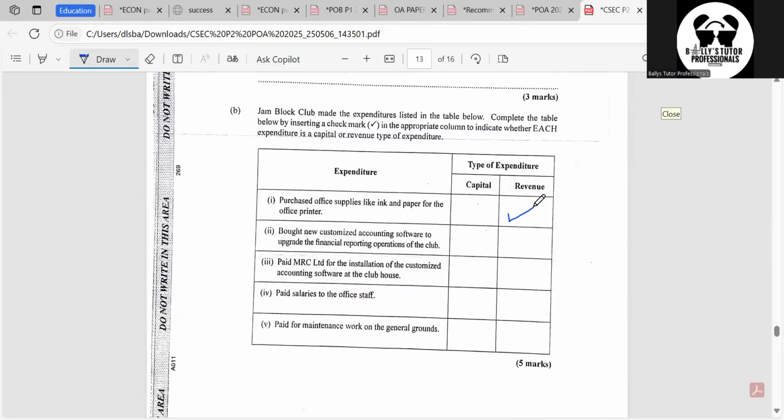Bought new custom accounting software to upgrade the financial reporting operations of the club. That's definitely capital expenditure. You're making an upgrade to the system. Paid MRC Limited to install the customized software into the clubhouse. Installing it is going to make a permanent improvement again, so that's a capital expenditure. Paid salaries to office staff, that would be revenue, normal expenses. Paid maintenance worker, maintenance is not improvements, that would be revenue. 5 marks.